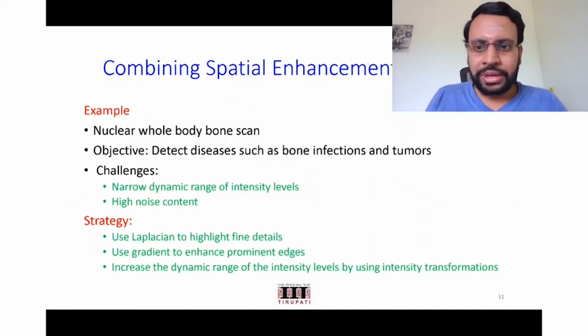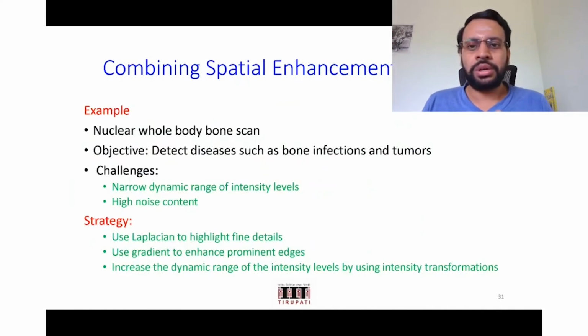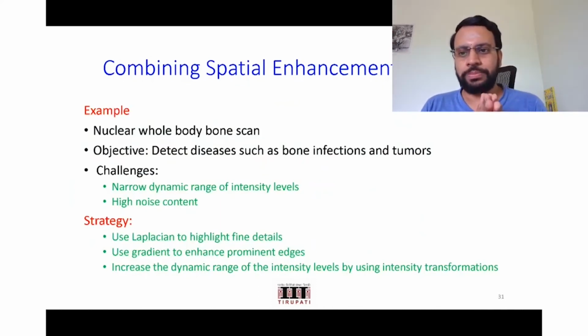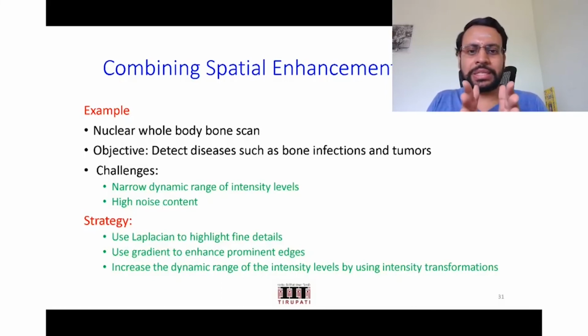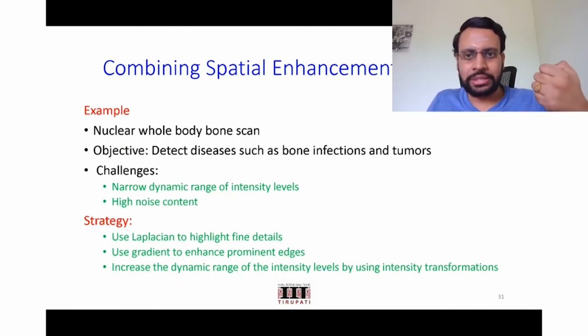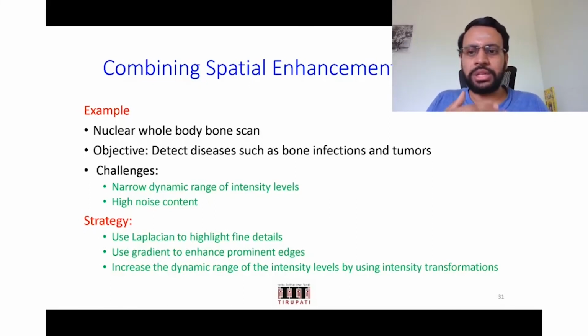Now let's come to an example on how you could use this information. This is explained here using a whole body scan. Assume that this is a PET scan and you want to detect diseases such as bone infections and tumors. So essentially you want to highlight the bones in the entire image, so they have clear edges. For example, when you are doing some Laplacian operation, you would like to increase that.